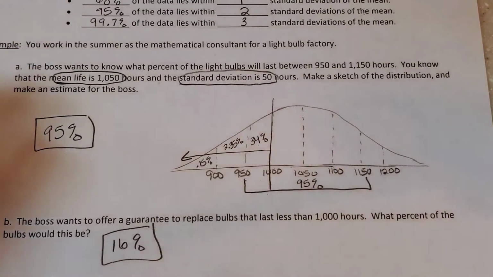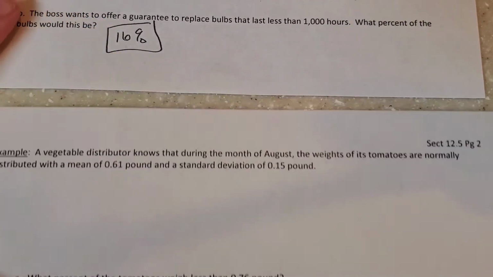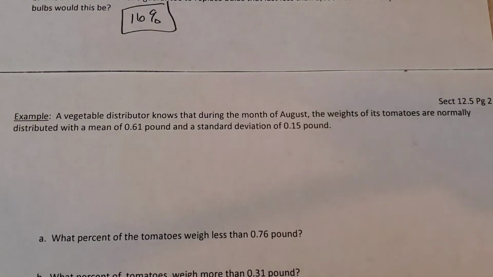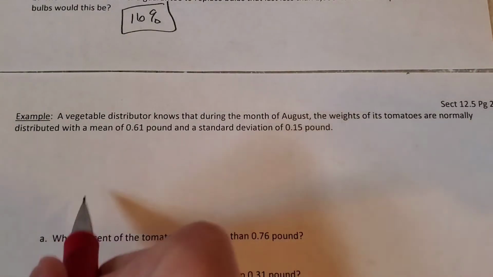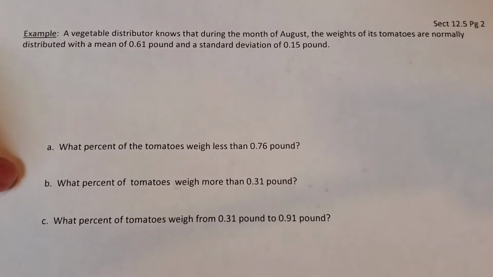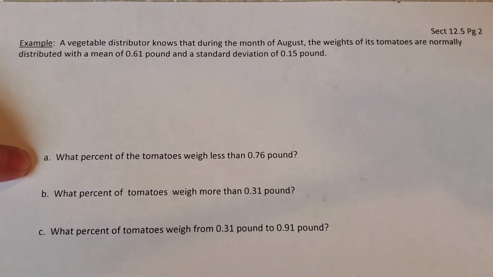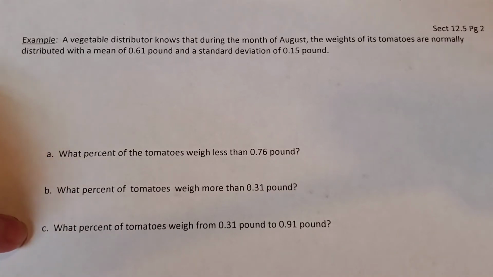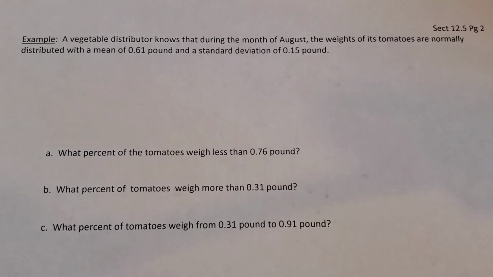Another example on the top of the next page. I want you guys to try this one. A vegetable distributor knows that during the month of August, the weights of its tomatoes are normally distributed with a mean of 0.61 pound and a standard deviation of 0.15 pound. So you've got room here. You can draw your empirical rule, draw your normal curve, and then answer these three questions. What percent of tomatoes weigh less than 0.76 pound, weigh more than 0.31 pound, and weigh between 0.31 and 0.91 pound? So pause the video and try this one now.